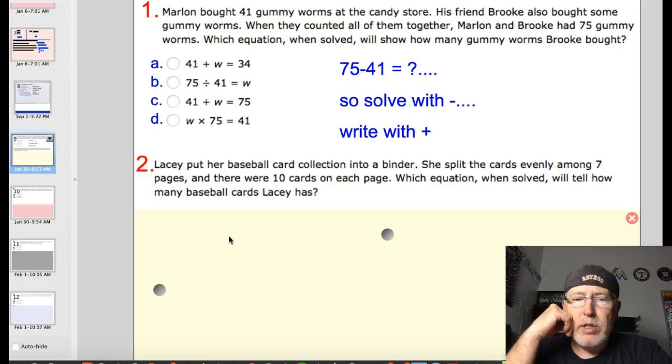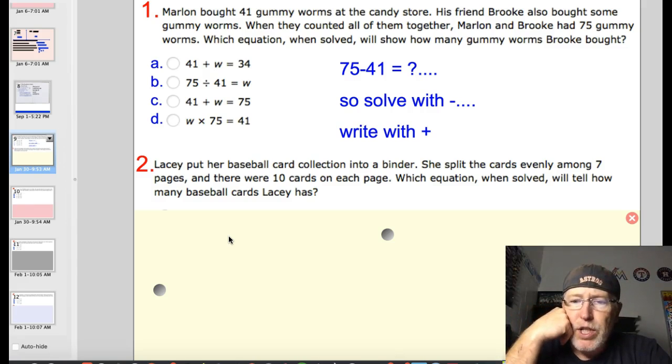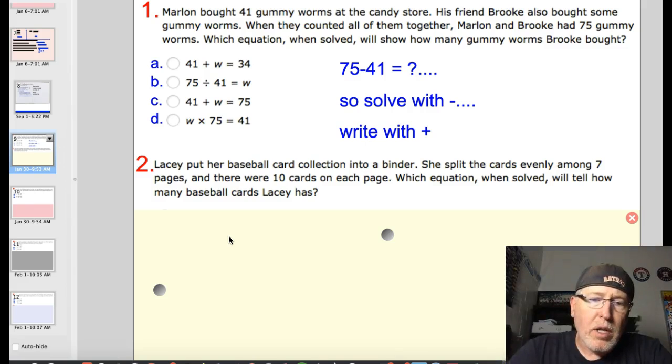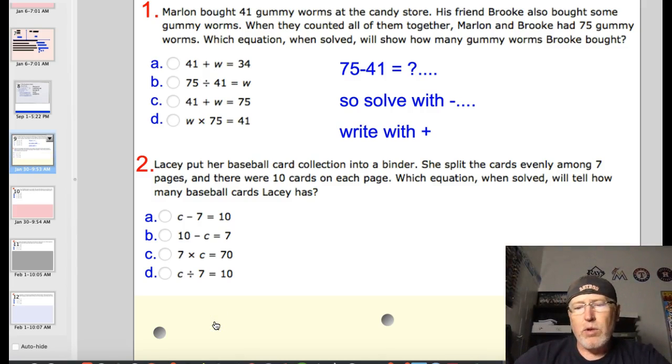Lacey put baseball cards in her baseball card collection into a binder. She split the cards evenly among 7 pages. There are 10 cards on each page. Which equation, when solved, will tell how many baseball cards Lacey has? So let's think about it. I'll give you just a few seconds to think about these. You don't have to pause. I'll just wait.